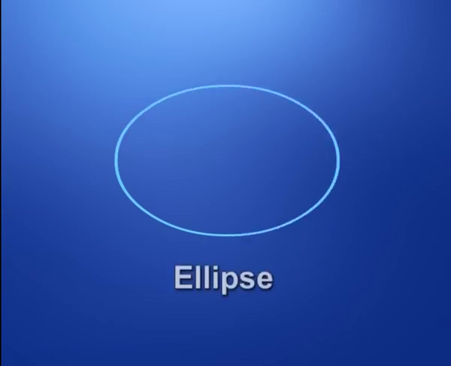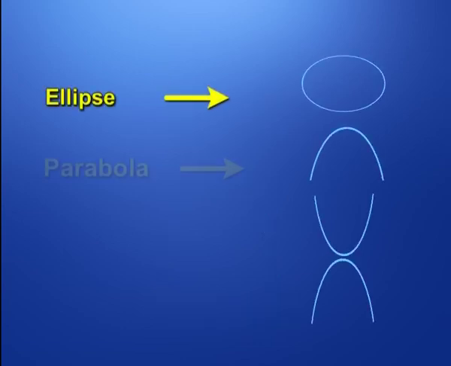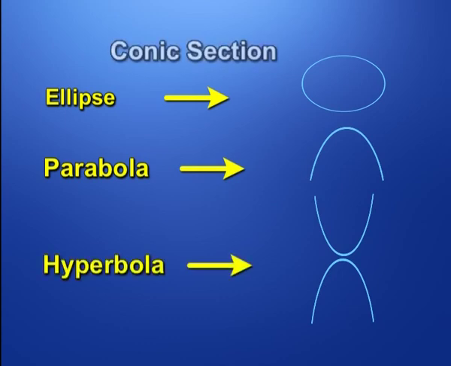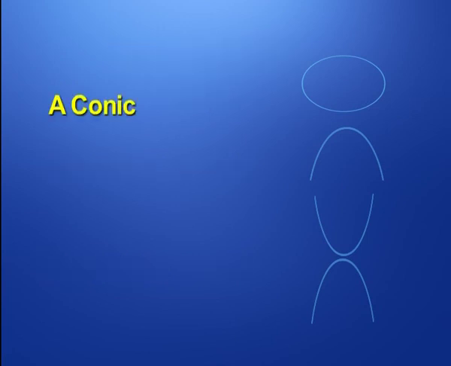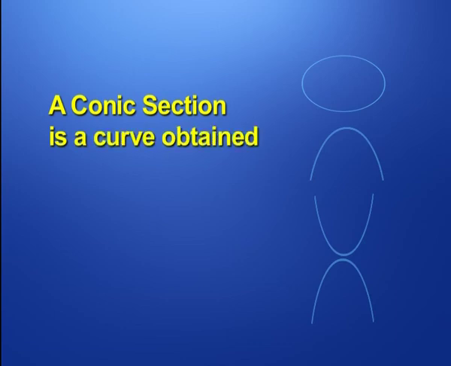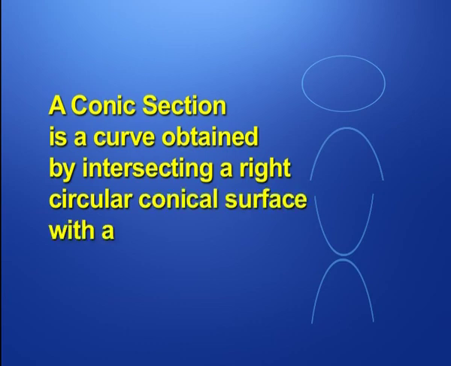We may find different types of curves like circle, ellipse, and hyperbola in various other situations. Each of these curves is called a conic section. What does it mean by conic section? In mathematics, a conic section is a curve obtained by intersecting a right circular conical surface with a plane.